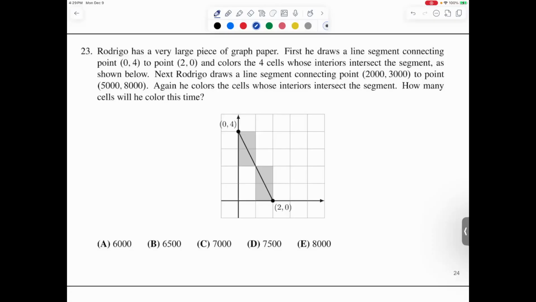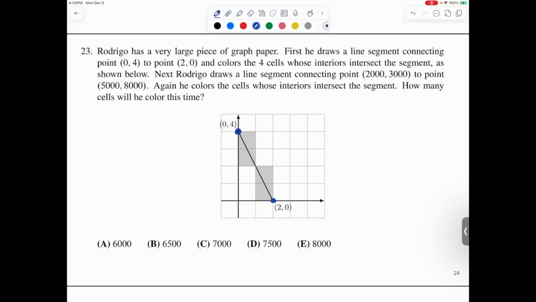Problem 23. Rodrigo has a very large piece of graph paper. First, she draws a line segment connecting (0, 4) and point (2, 0), and colors the 4 cells whose interiors intersect with the segment as shown below.